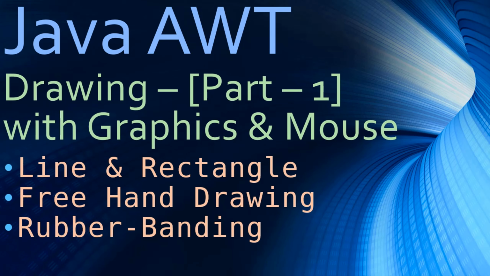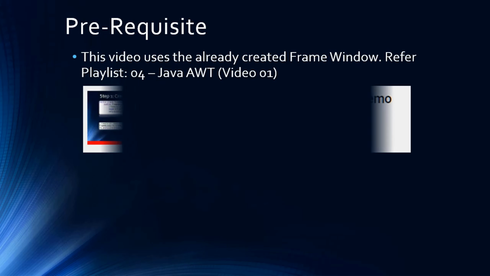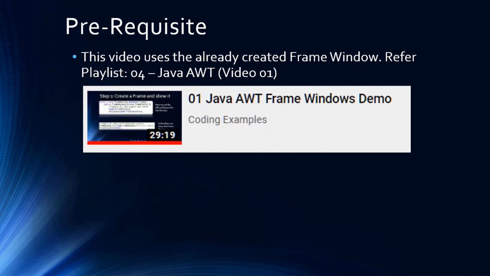So previously we saw part 0 that just talked about what is graphics and what is the use of graphics APIs like paint and repaint. Now we will enter our implementation stage. So the frame window is ready at this moment, and if you want to know how to create a frame window, watch our very first video in this playlist.